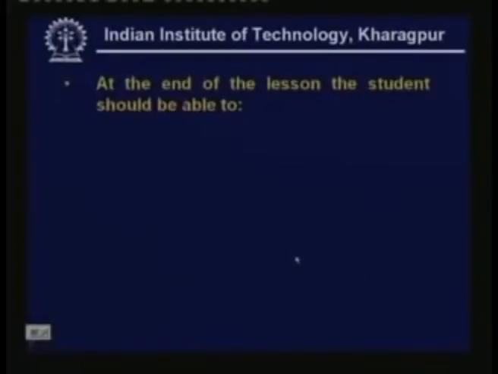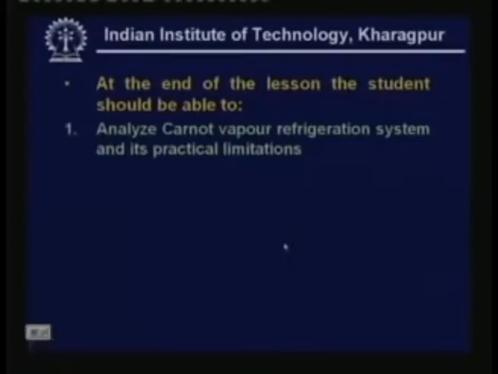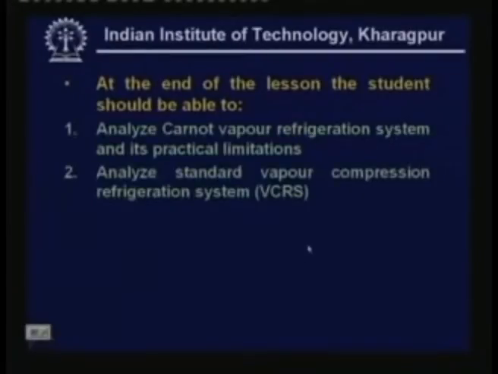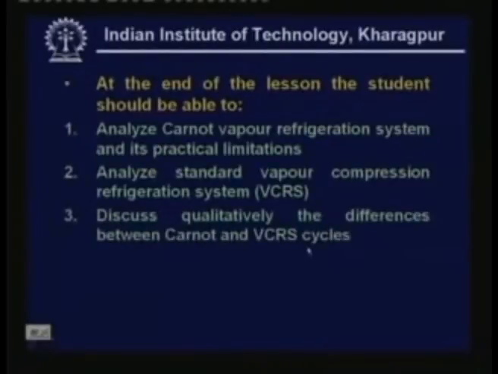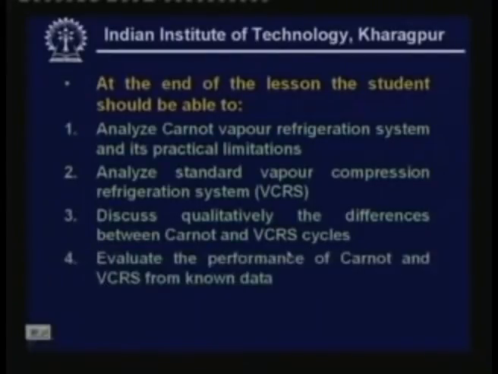At the end of the lesson you should be able to analyze Carnot vapor refrigerant system and its practical limitations, analyze standard vapor compression refrigerant system, discuss qualitatively the differences between Carnot and vapor compression refrigerant cycles, and evaluate the performance of Carnot and vapor compression refrigerant system from known data.